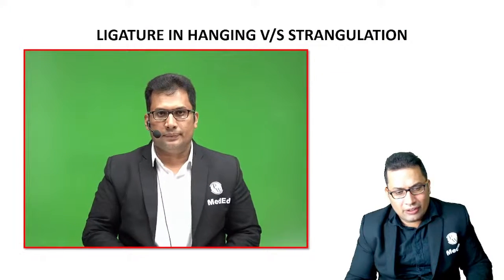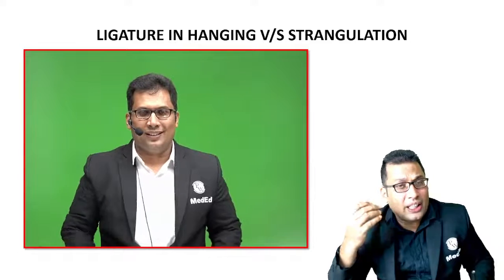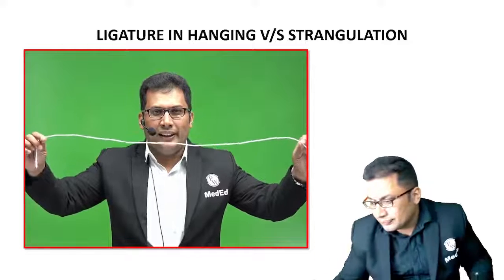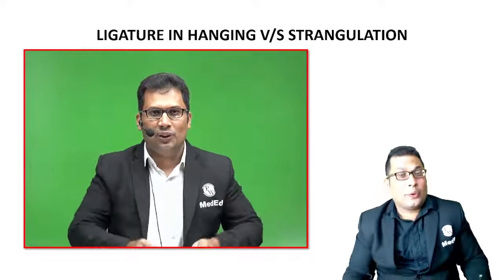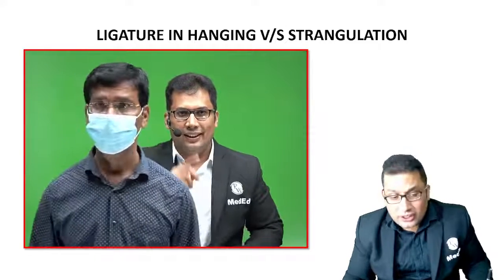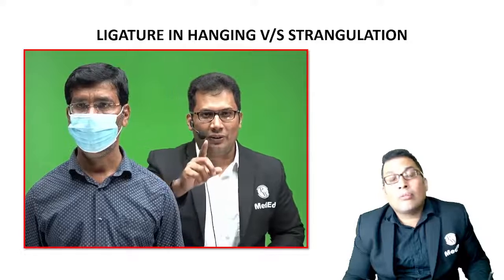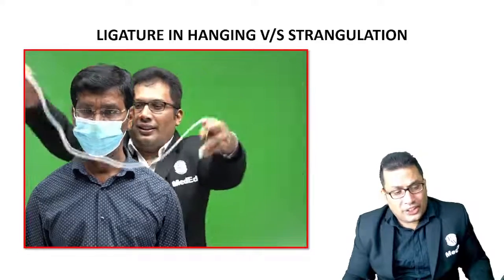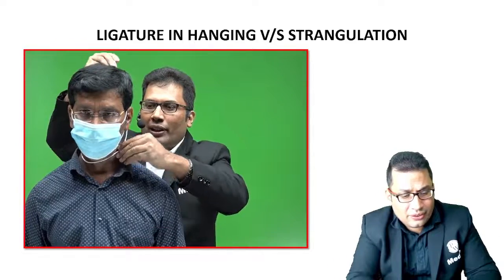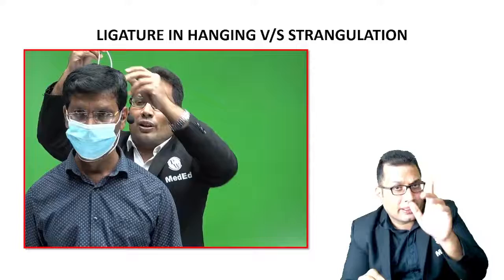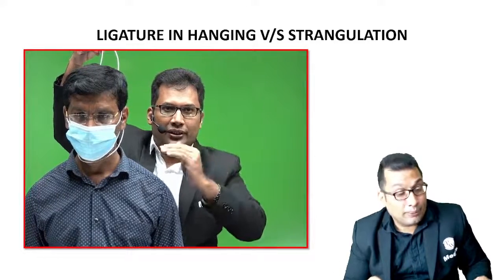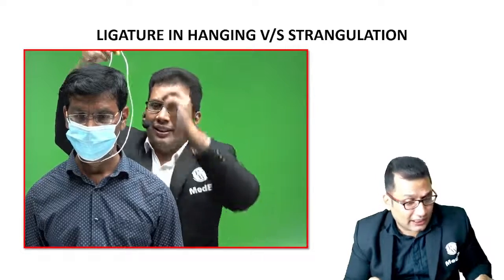Look at this. This is the video that is showing ligature in case of hanging and ligature in case of strangulation. What you can see here is the wire which is used as a ligature for demonstration, and the victim. You can see here in hanging it is oblique, so it goes upwards, oblique in nature, and it is incomplete. It is above the level of thyroid cartilage.